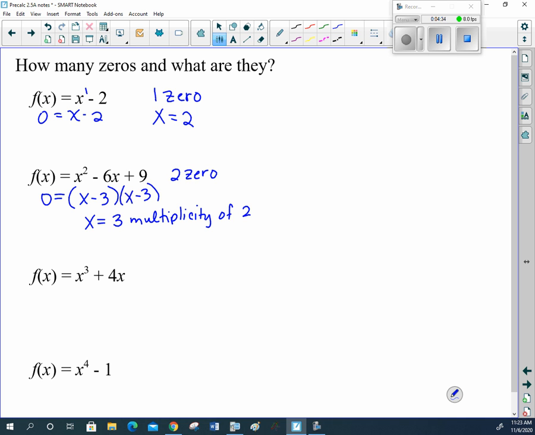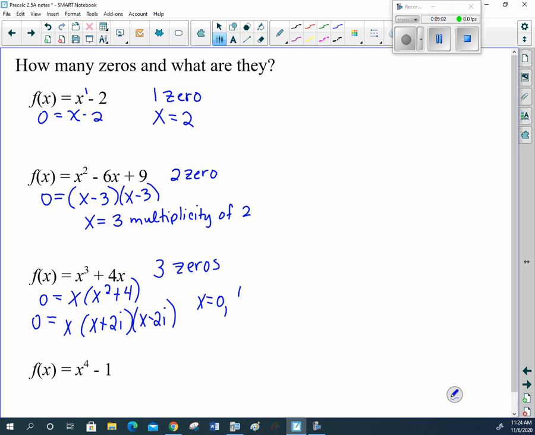So this one is an x to the third. That would mean 3 zeros, right? Okay, factor that. So we're going to take out the x. And then we end up with x squared plus 4. If you continue to factor that one, you end up with x, x plus 2i, and x minus 2i. So the zeros on this one are x equals 0 and positive and negative 2i. So one of the zeros is real, and the other 2 are imaginary.